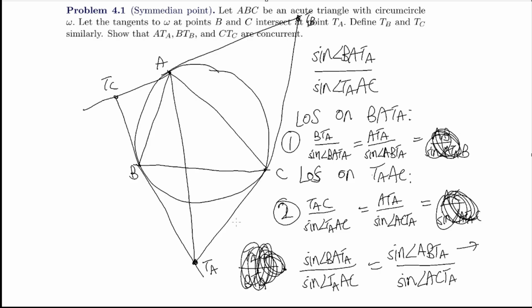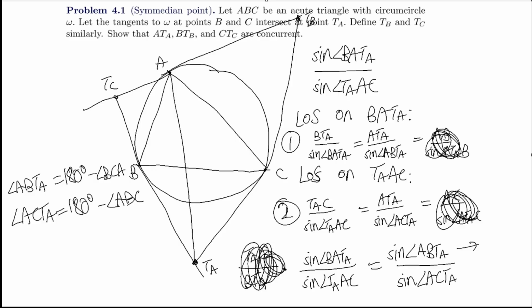And given this, we immediately know what to do with sine angle ABTA. Because angle ABTA inside an acute triangle like this, it ends up being 180 degrees minus angle BAC. Or actually, BC. Yeah, it should be BCA. And also, angle ACTA is equal to 180 degrees minus angle ABC. And this only holds when we have acute triangles.